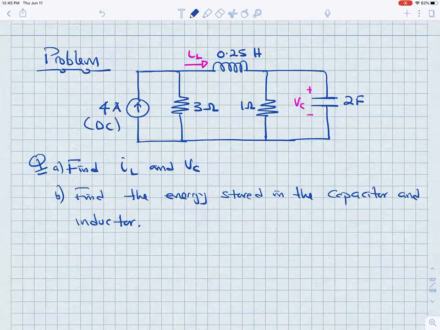So you don't need to do both of them. If you have current, you can type it up. If you have voltage, you can type it up. I just want to make sure something is going on.